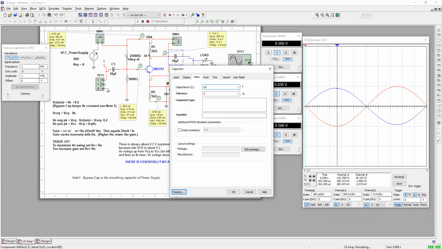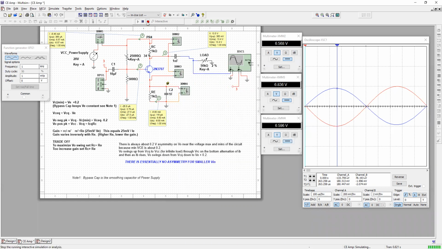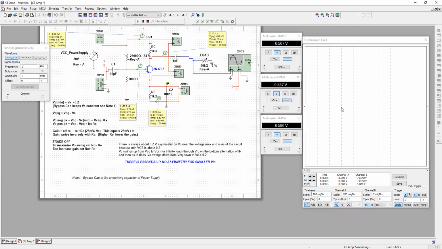Let's go low, nanofarads. And what do we see? Interesting. Now what have I done? I totally wiped out the output. There is no more gain here. And the reason is that this has such a large impedance now compared to the load that it's choking the load's voltage. So we see the capacitor does make a difference.